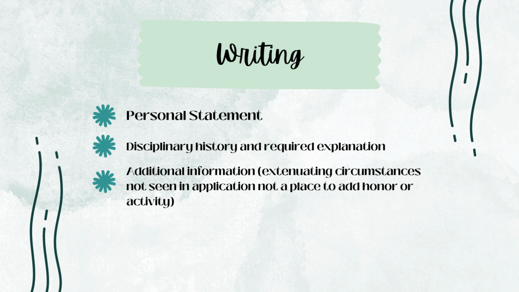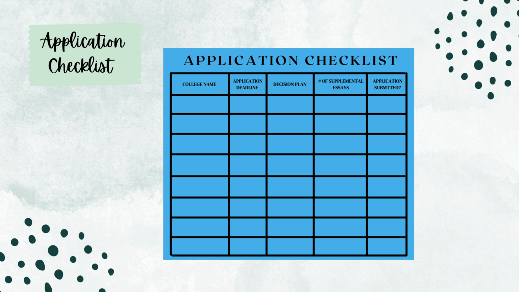So I'm just going to share two examples of a checklist in this next slide. What you'll see here is an application checklist. In this checklist, there's five main descriptors. So one, what is your college name? Important, where you're applying to. Two, what is the deadline? This is going to be dependent on the decision plan.